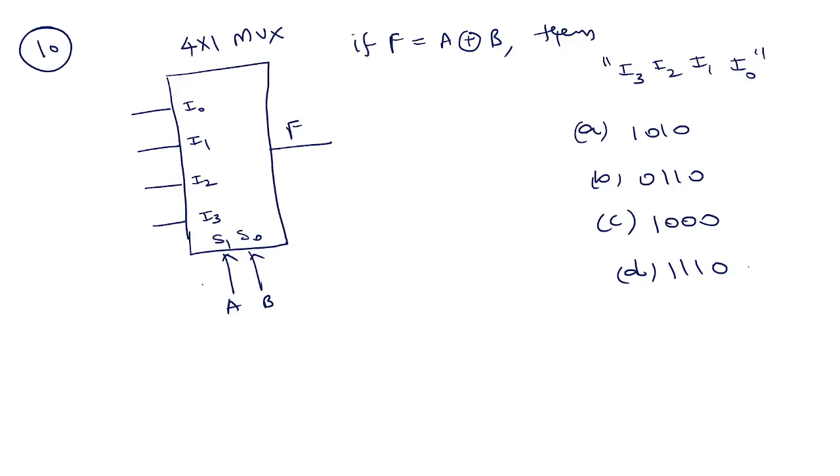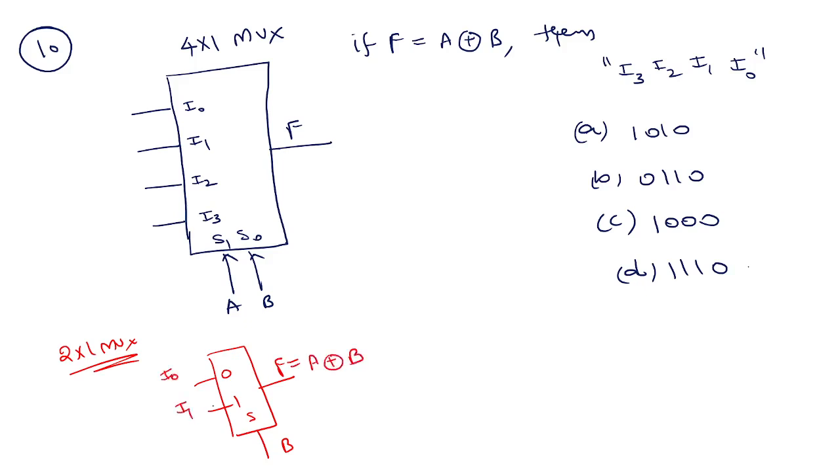In continuation to that, I will give one more problem, okay? Let's say I want to realize this using 2 by 1 mux. I have a 2 by 1 mux where the select line is B and I want to realize A XOR B. What are I0 and I1? What is I0? What could be I1?